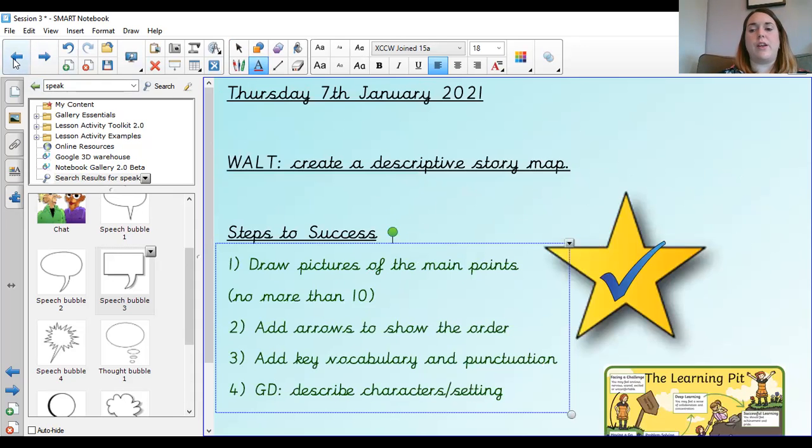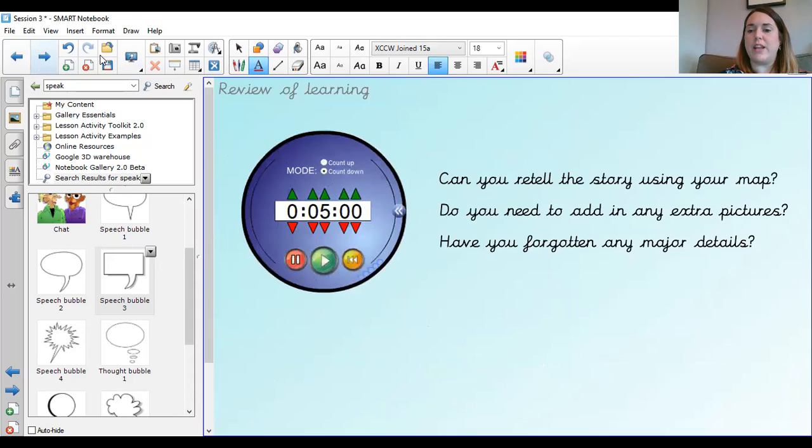What you need to do now, Year 4, is draw your story map, add all those things on, and then once you have finished, you can give yourself 5 minutes using your map and try to retell the story. If you find it really tricky, you might think, actually, I need to add in something extra to help me. I might have forgotten one of the main details. I need to go back and change my story map. So use your 5 minutes to test your story map and then change it if you need to.